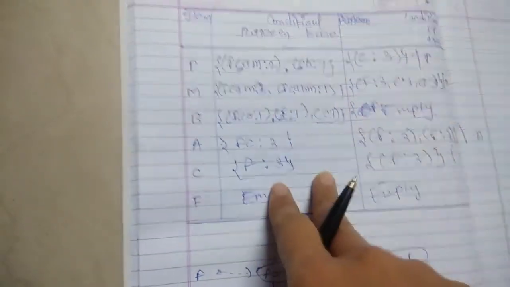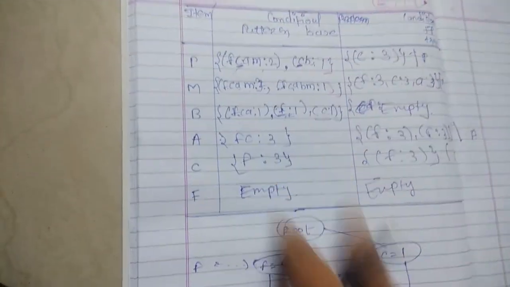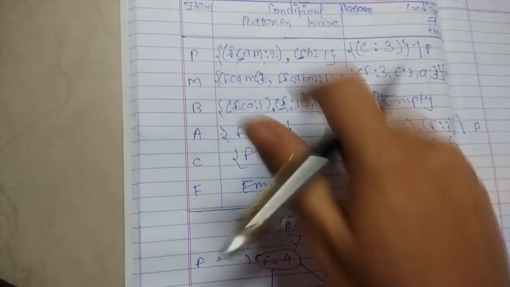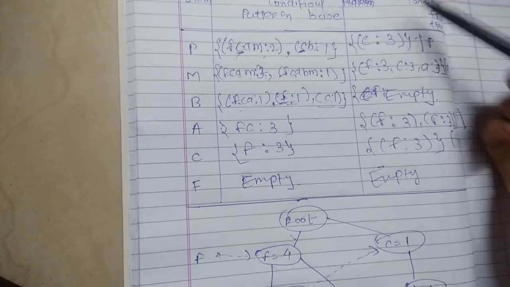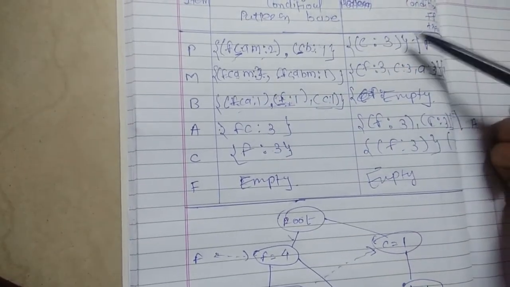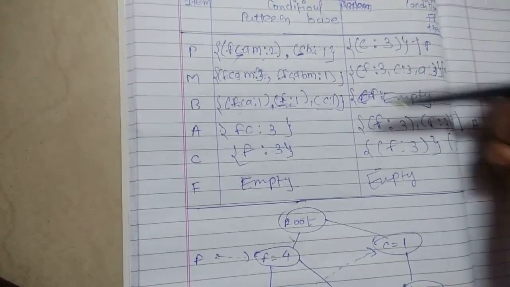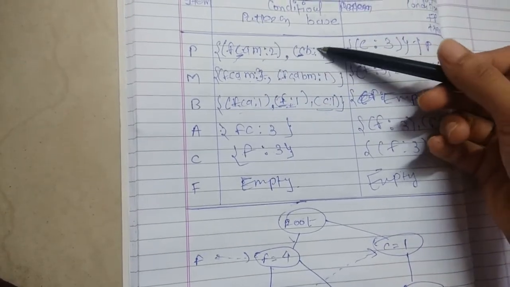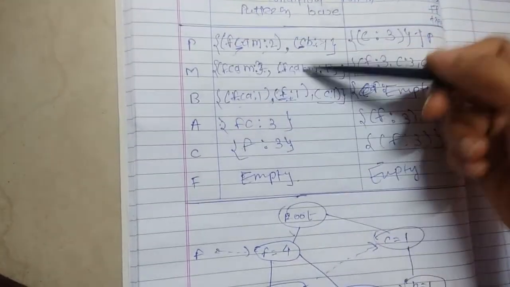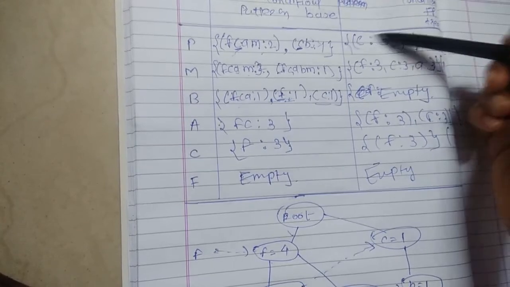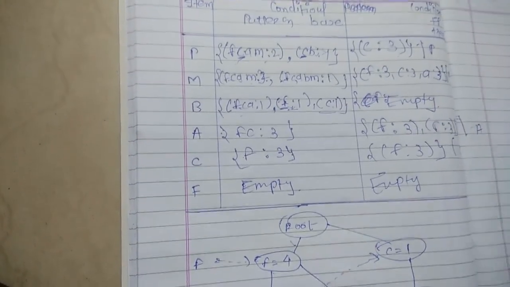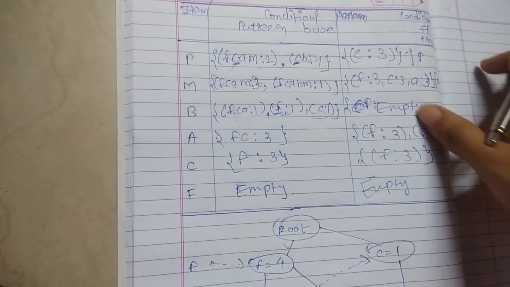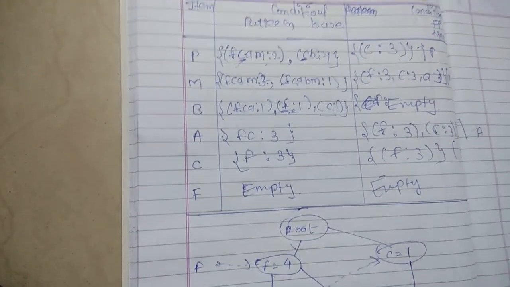We first create the conditional pattern base based on the paths of the FP tree. After that, we create the conditional FP tree, and for that we choose those itemsets which are repeated in each and every root, along with their support. So this is how the conditional FP tree is calculated. Thank you.